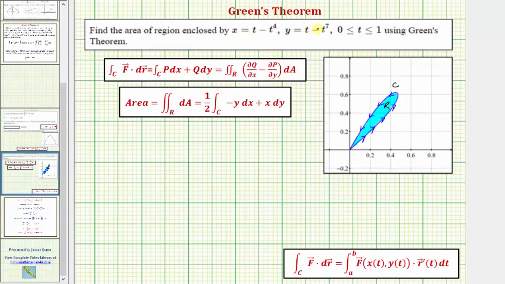So the first thing we should recognize is that the area of a region in a plane is given by this double integral, where we'd have the double integral over the region R of 1 differential A. So if we recognize that this will give us the area of a region R in a plane, then we want to explain why this is equal to this line integral here, where we have 1/2 times the line integral along the curve C of negative y differential x plus x differential y. If we can explain why this makes sense, then we'll understand why Green's theorem can be applied to determine this area.